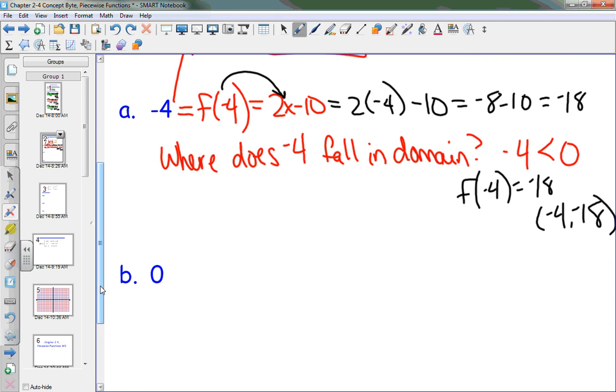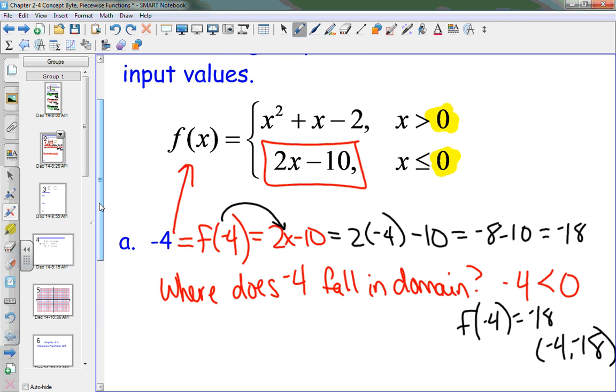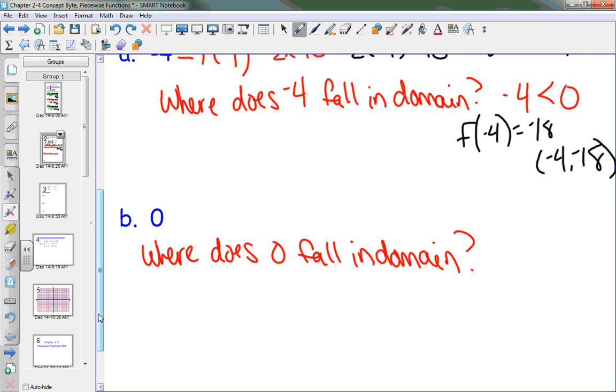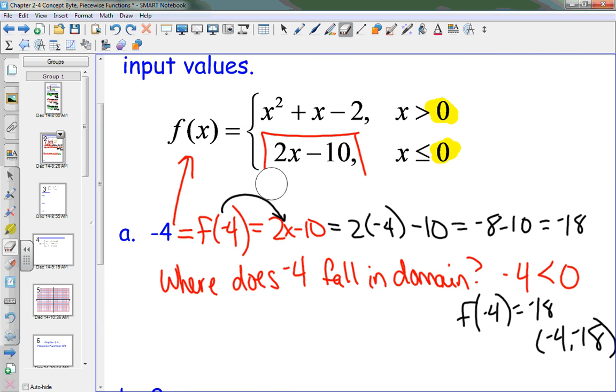Part B is 0. So the question: where does 0 fall in the domain? What am I comparing it to? Well, looking back up here, I'm comparing it to 0. So what is 0 compared to 0? 0 is equal to 0. So I need to scroll back up here and ask, which part of this function am I going to use whenever it's equal to 0? If it's equal to 0, I'm going to use the same function I used before, 2x minus 10.